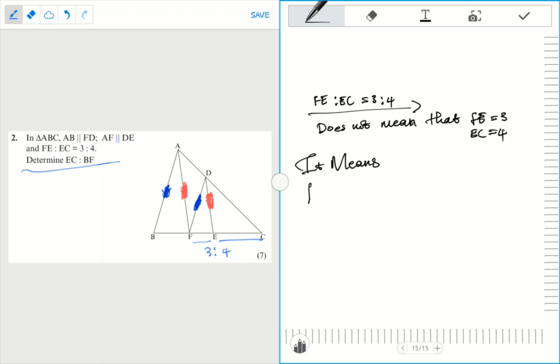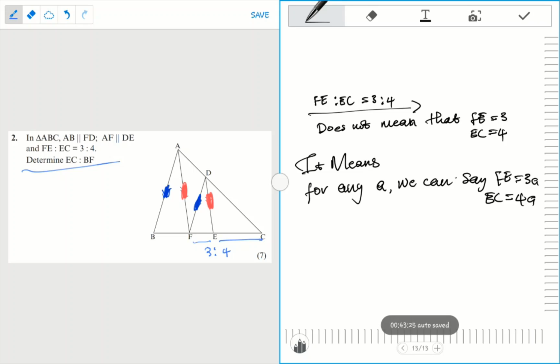It means that you can put any variable, but in this case let's just put A so that we can run away from X, because we always solve for X. So for any A we can say that FE is equals to 3A, and also EC is equals to 4A. This is what basically they're saying.